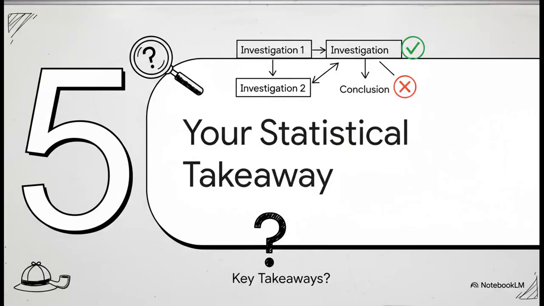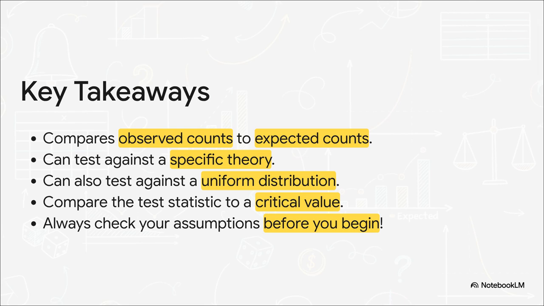So, 2 cases, 2 very different outcomes. What's the big lesson here for you, the statistical detective, to take away from all this? Let's file this one away. Remember these 5 things. At its core, this test is all about observed versus expected. You can use it to check a really specific theory someone has, or you can use it to just see if things are distributed equally.